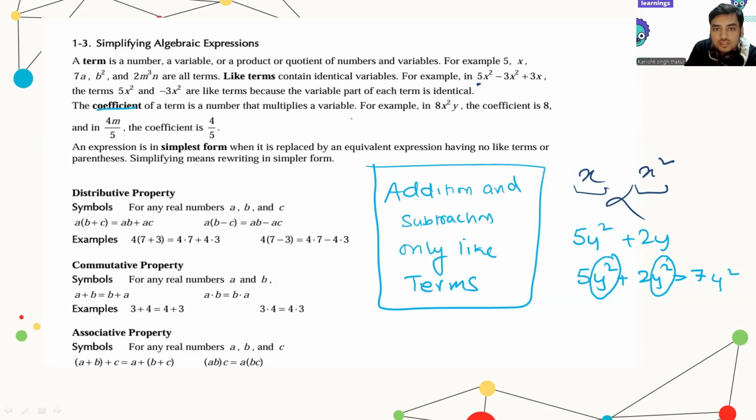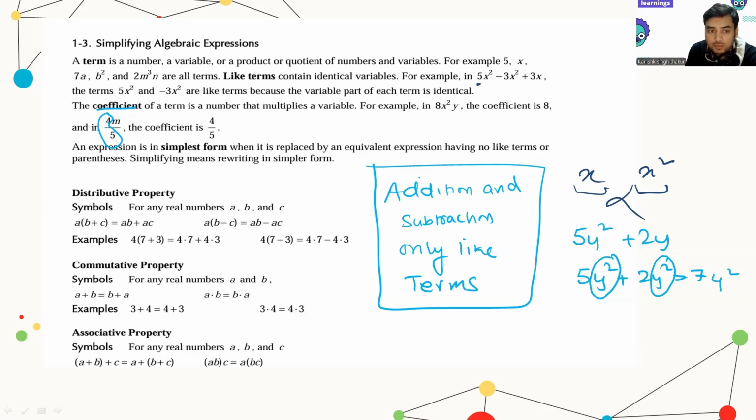Okay, so what is a coefficient? It is the number which is multiplied with your variable. 4 over 5 is the coefficient. Simplest form means you have to write them as an equivalent expression. Okay, now the distributive property, commutative property, and associative property.